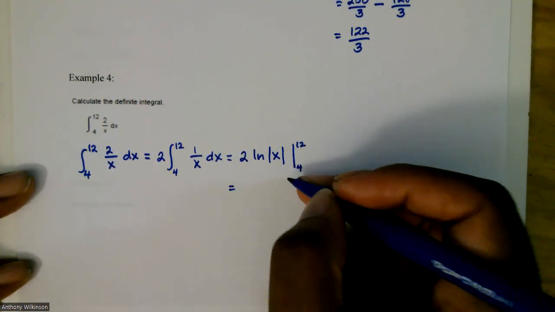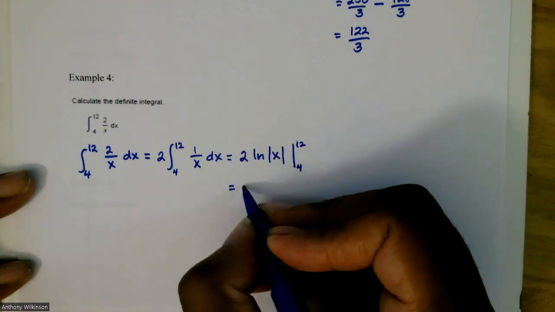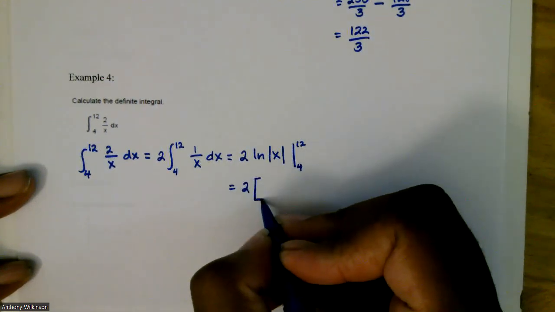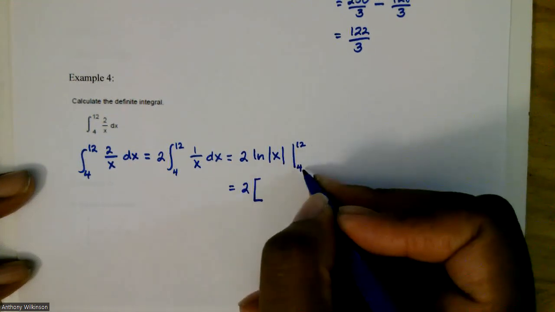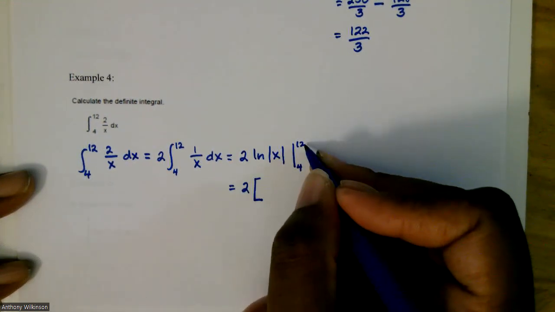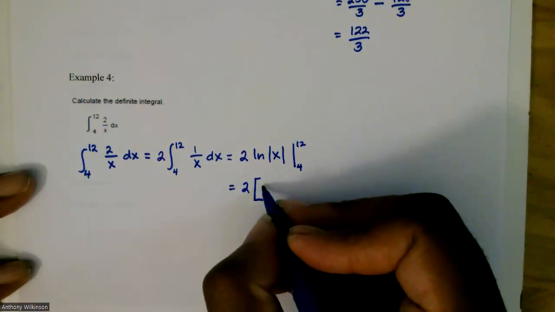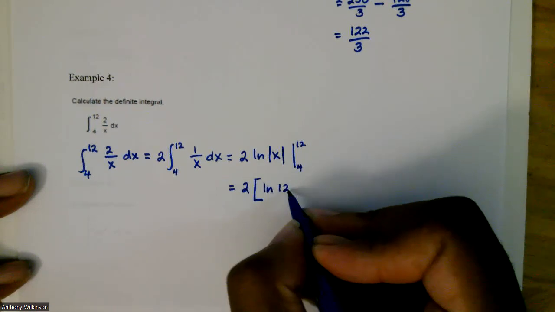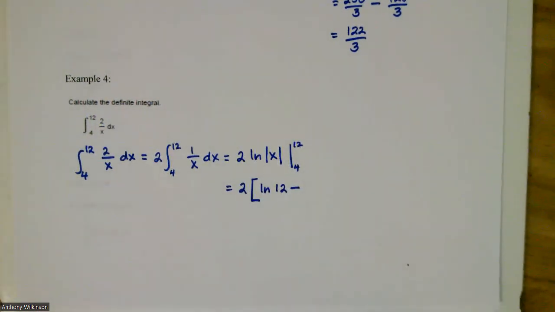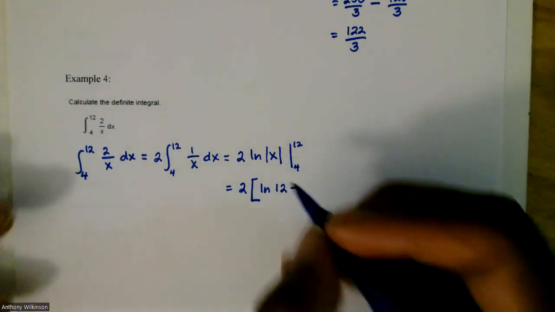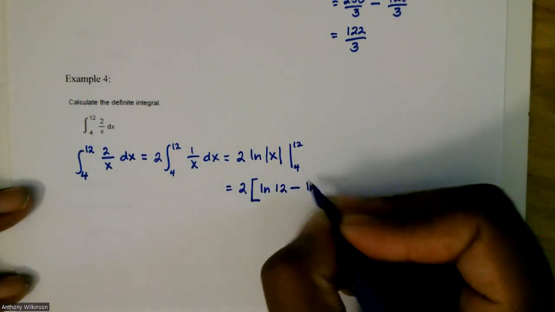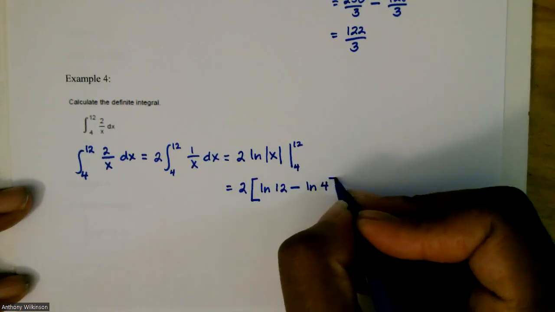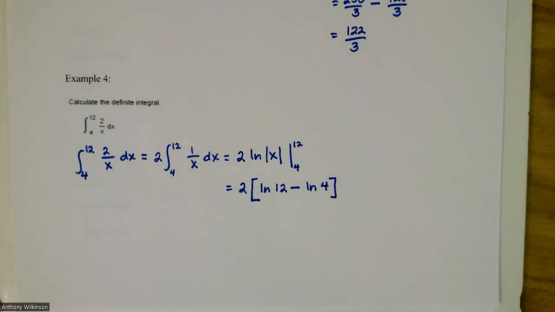So in this case here, I'm going to bring down the 2. And I'm just going to focus on ln of x from 4 to 12. So the upper limit will be 12. So it'll be ln of the absolute value of 12, which is 12. And I don't need to write the absolute value because the absolute value of 12 is 12, minus ln of the absolute value of 4, which is just going to be 4. Keep in mind, absolute value is always going to be positive. It'll never be negative.